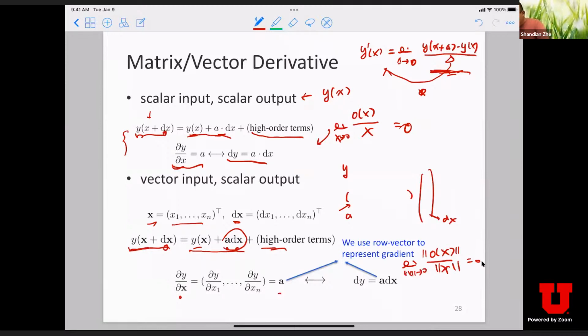Okay. So in this way, we can define the derivative of y as a row vector multiplied by the derivative of x. Right? So any questions so far? Does anyone feel uncomfortable, unclear, or confused?